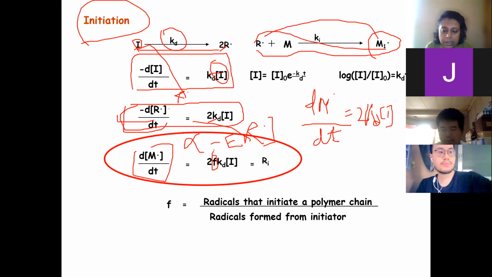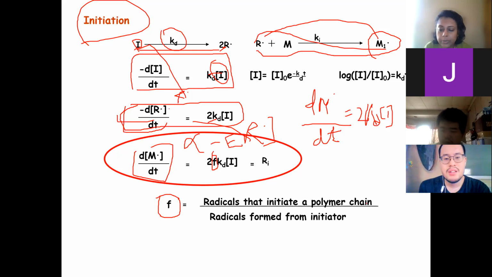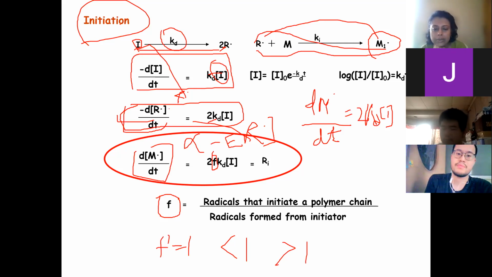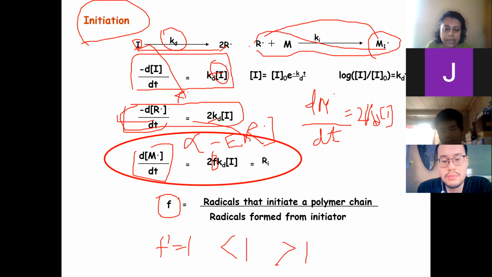So to take this into account, I'm introducing F, which is radicals that initiate a polymer chain divided by radicals formed by initiator. Now, could you please tell what should be the value of F? Is it equal to 1, less than 1, or? Please enter into the chat box. Yes, all of you gave the correct answer. Very good. It is always less than 1 because the numerator will always be less than the denominator.